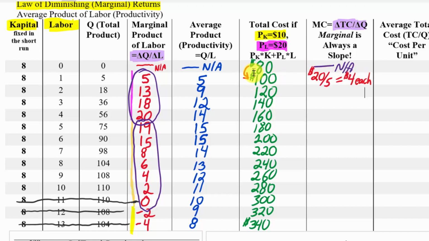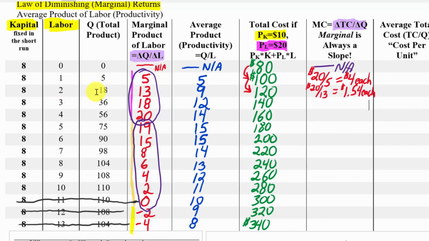All right, let's do this again. When we hire the second person, we get 13 more units. So it costs us $20 more, going from 100 to 120. We get 13 more units. That's our marginal product. And so $20 divided by 13 units. What do you get when you do that on your calculator? Get about $1.54 each. $1.54 each as the marginal cost in this range of units as we're producing between 5 and 18.